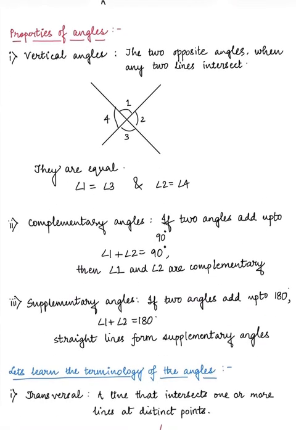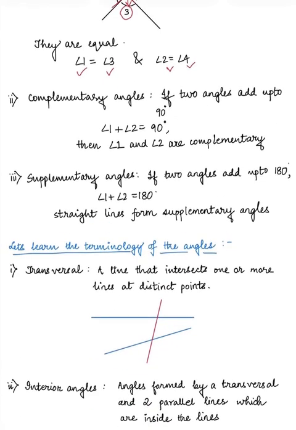So the first is vertical angles. Now if there are any two lines, like we have two lines, right, and they intersect, then the angles which are opposite to each other are equal. So basically angle 1 will be equal to angle 3, and again angle 2 will be equal to angle 4. This is a property which is required to find out the missing angles. This is the first property.